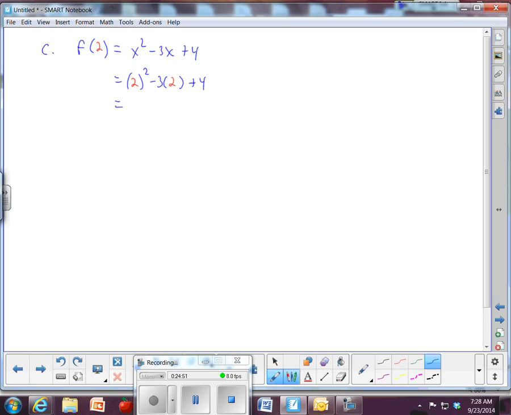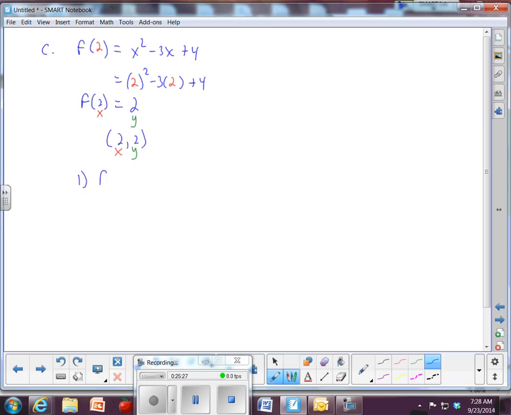So what do we end up with? 4 minus 6 is a negative 2. Negative 2 and 4 is 2, right? And f of 2 equals 2. Now, what did we find? Remember, this is the x value. This is the y value. We have just found the pair 2, 2, or the point 2, 2. And so if you input a 2 with this function, what do you output? You output a 2. Let's do another example here.